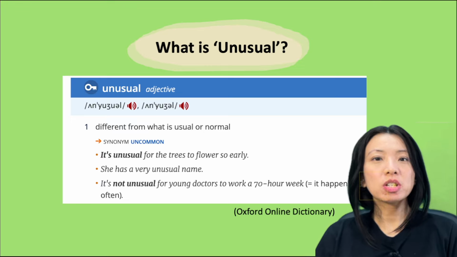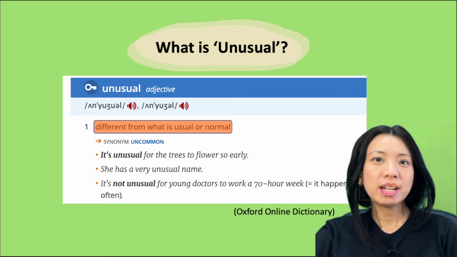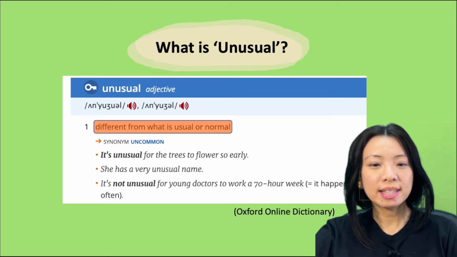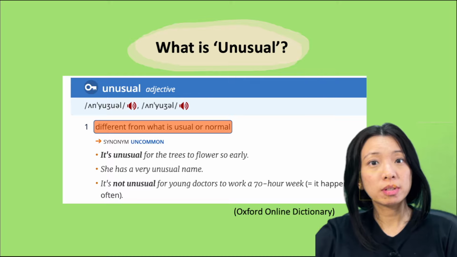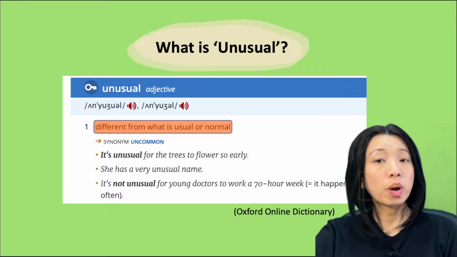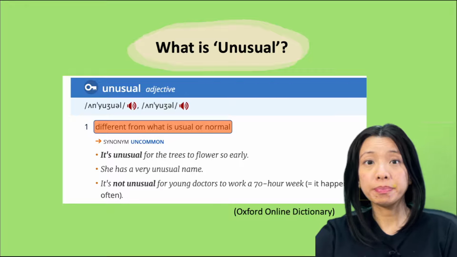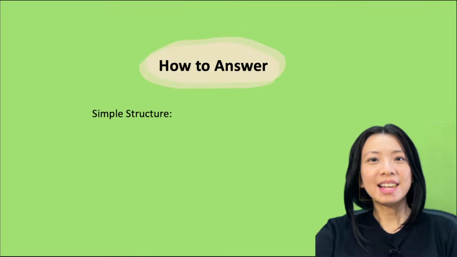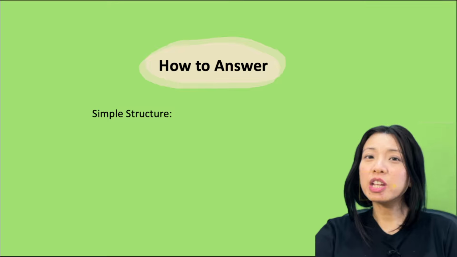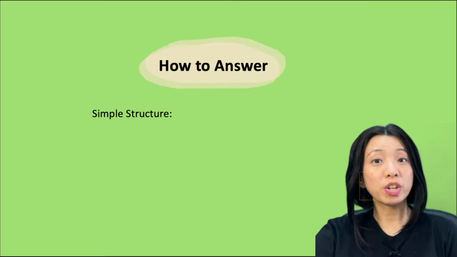This is how the Oxford Online Dictionary has defined the word unusual. As you can see on my screen, it says that unusual is something that's different from what is usual or normal. So this is something that we need to apply to our answer. In our answer, we need to state what is different from the norm. So keeping that in mind, let's look at a simple structure that we can use to answer these unusual questions.